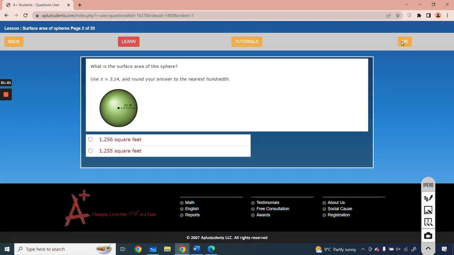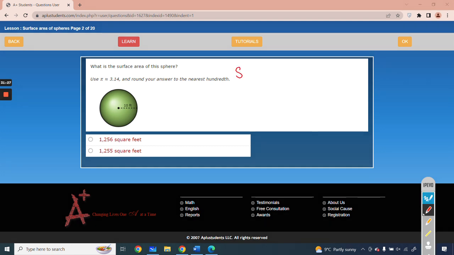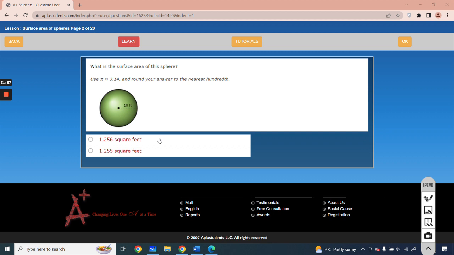Okay, what is the surface area of the sphere? The formula is 4 pi r square. Just use the formula, so it would be 4 pi is 3.14 and then you have r square. R is 10, so 10 square is 100. Wait, let me just use the calculator. It would be 100 times 3.14 times 4, so that would be 1256. Got it? So option number 1 is the correct option. Just select the correct option and click on the OK button.